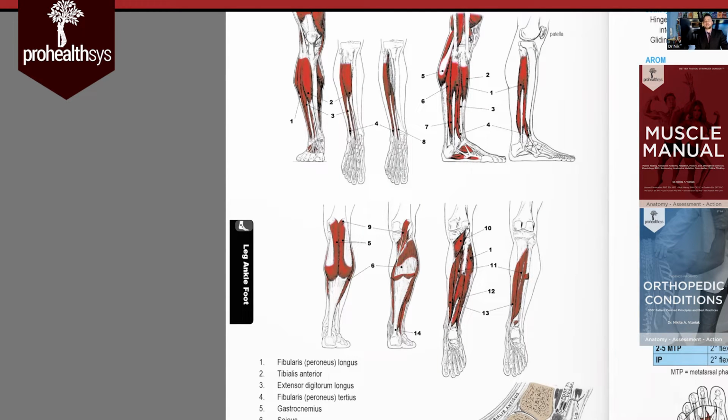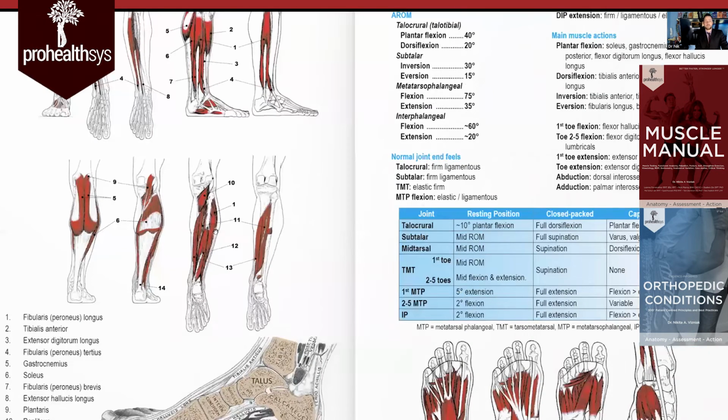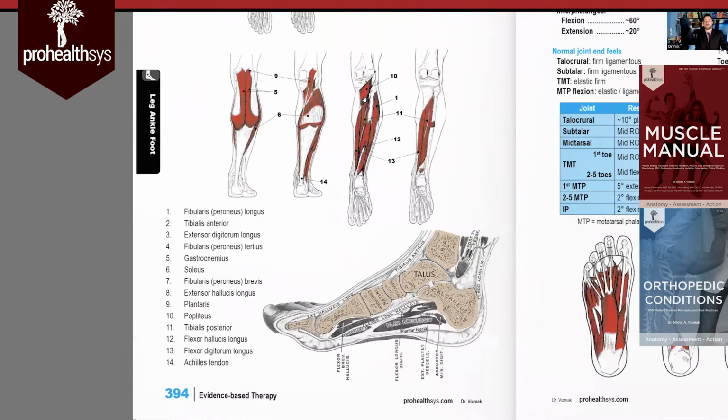Popliteus is kind of in a transition area, debatable exactly if it's superficial or deep compartment, but you can look at it there. And then, of course, our deep compartment, which has the flexor digitorum longus, flexor hallucis longus, and tibialis posterior, Tom, Dick, and Harry.